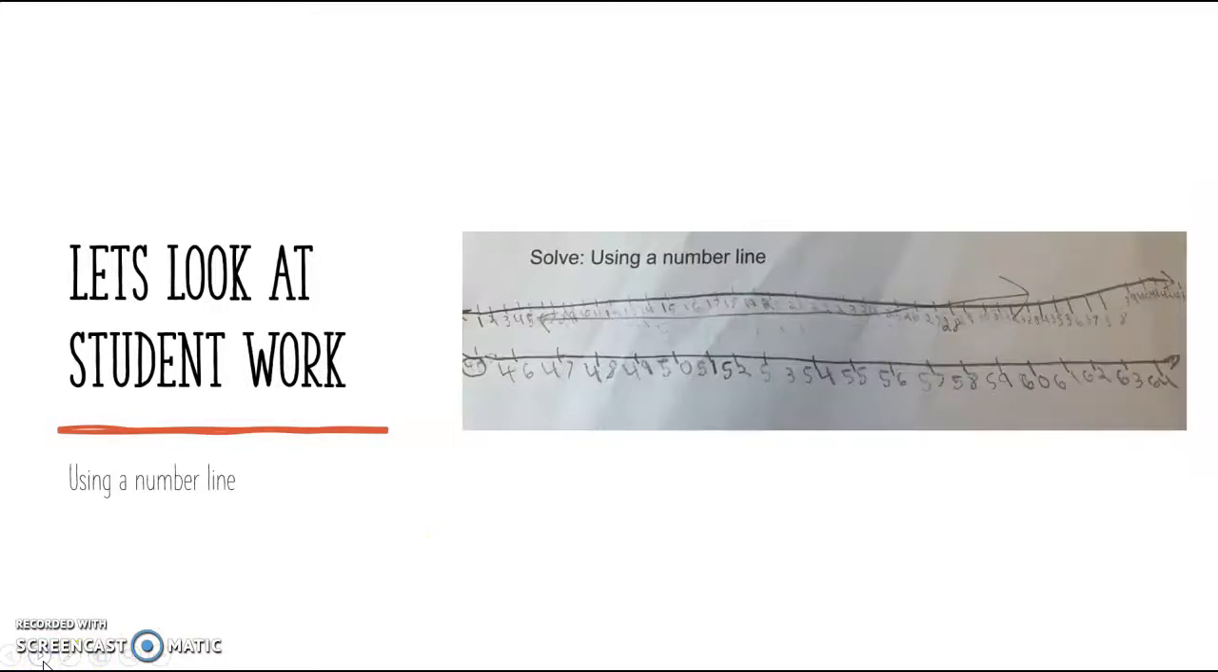The next work that I'd like to show you is a number line. This student had really good thinking and they went all the way to 64. They circled 45 and then counted back until they got to 28. 28 was their final answer.